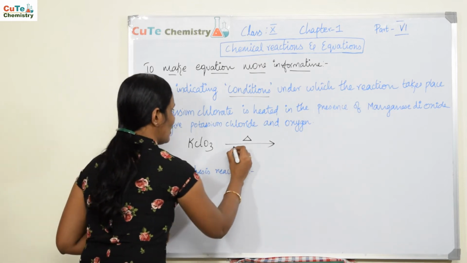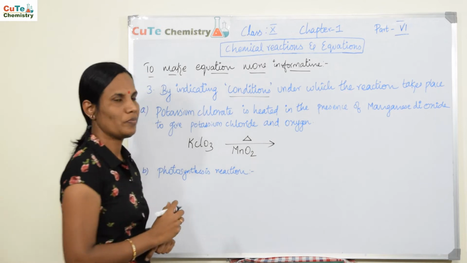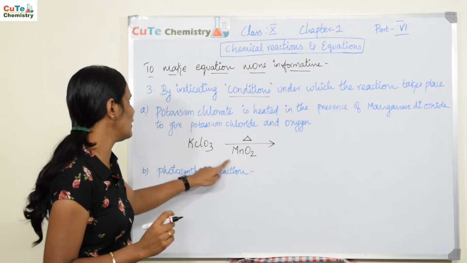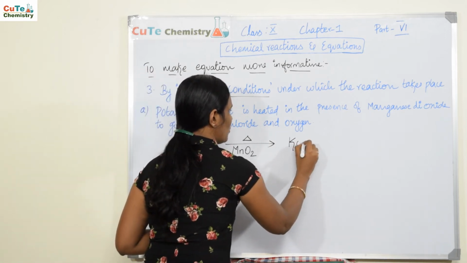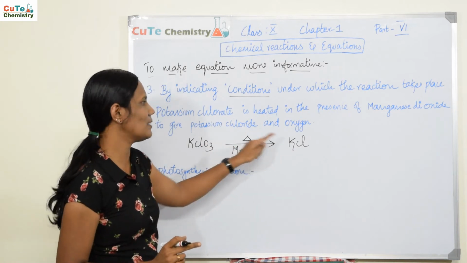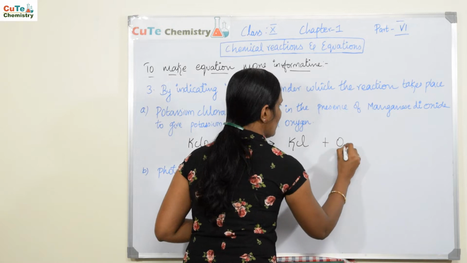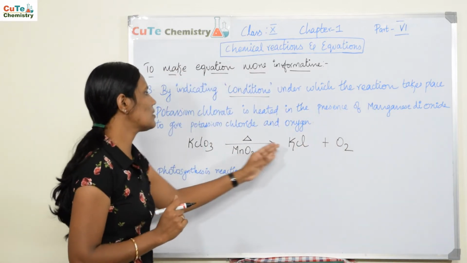The formula for manganese dioxide is MnO2. So potassium chlorate is heated in the presence of manganese dioxide to give potassium chloride. The formula for potassium chloride is KCl. K is for potassium, chloride is Cl. So KCl, and along with that we are getting oxygen. O2 is the formula for oxygen. So this is the reaction.